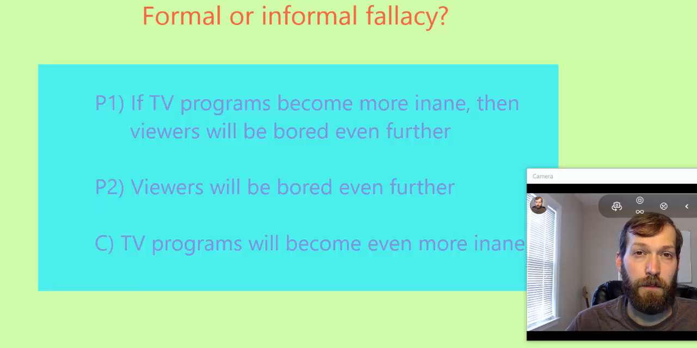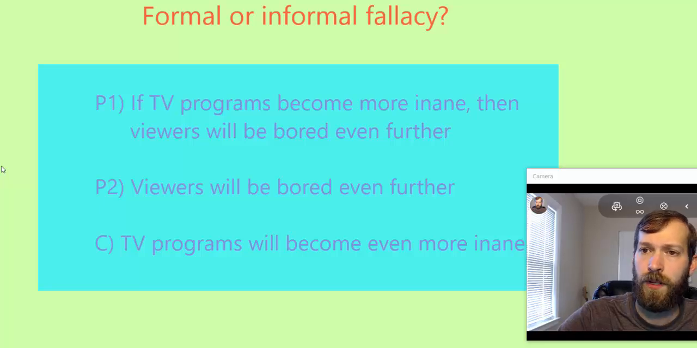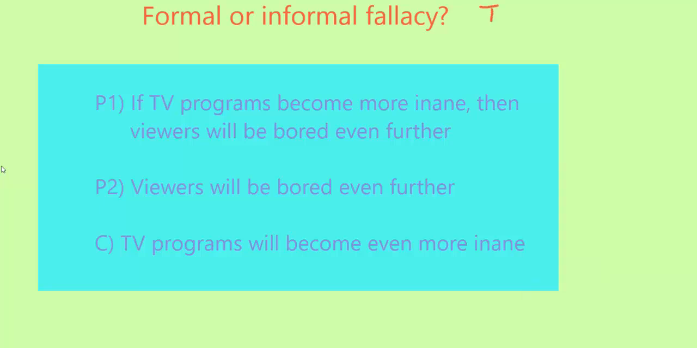If you said that this is a formal fallacy, good. The reason why this is fallacious is because of the structure of the argument. And we can see the structure of the argument by noticing it says, if TV programs become more inane, then viewers will be bored even further. So that says, if A, then B, and then it says viewers will be bored even further. B, therefore TV programs will become even more inane. So it concludes A.